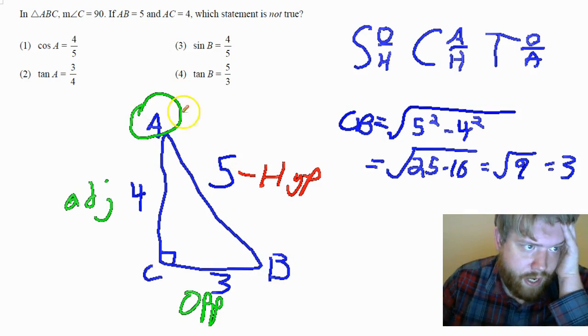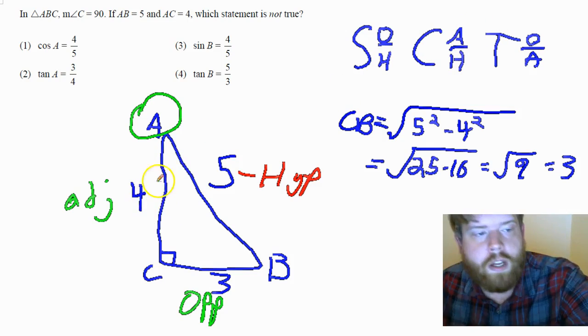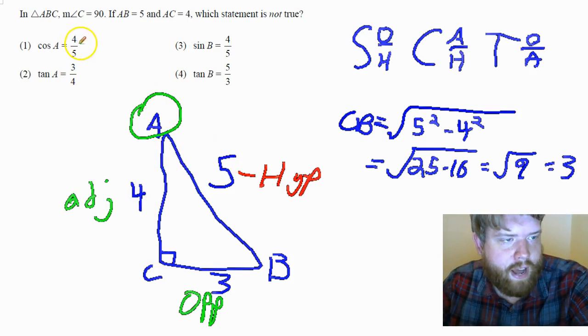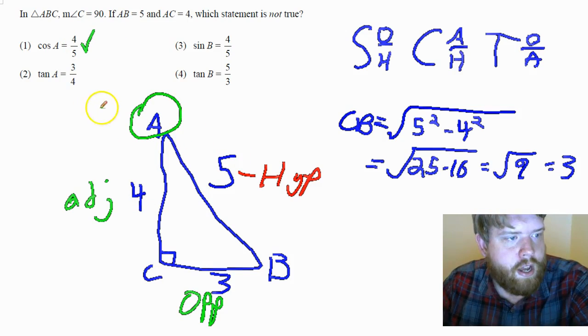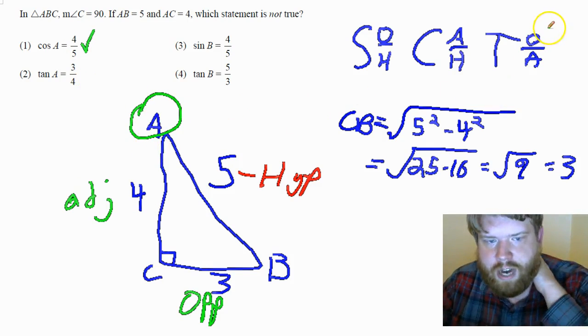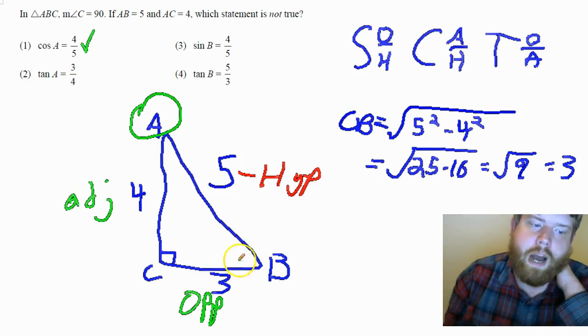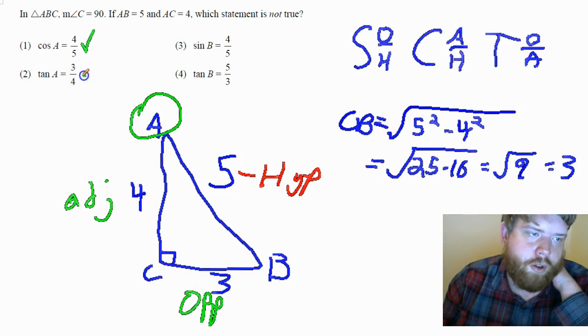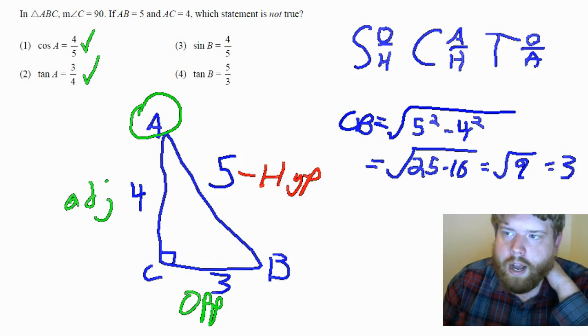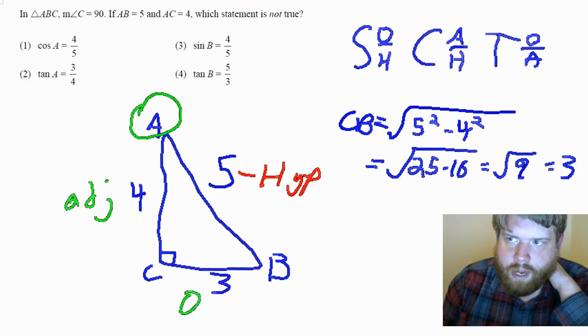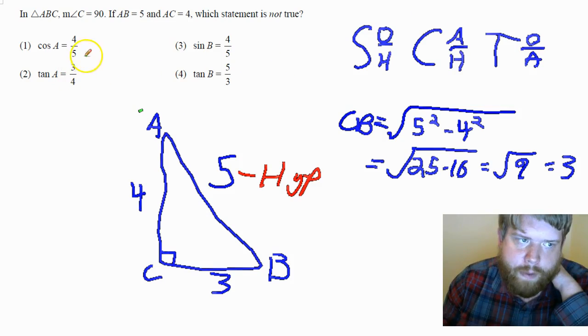Now, cosine is adjacent over hypotenuse, CAH, adjacent over hypotenuse. So cosine of A is going to be 4 over 5. Yeah, that seems like that is correct. Tangent is opposite over adjacent. In this case, the opposite is 3 over 4. That also seems correct. So both number 1 and number 2 seem like they are correct statements. I'm just going to delete the stuff here. But I want to leave up here that we suspect number 1 and number 2 are both correct.